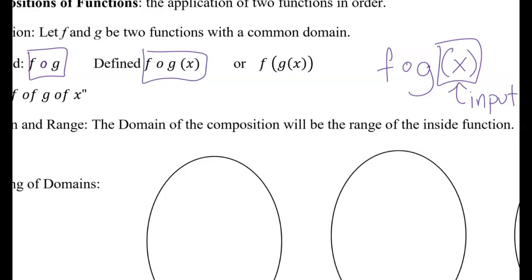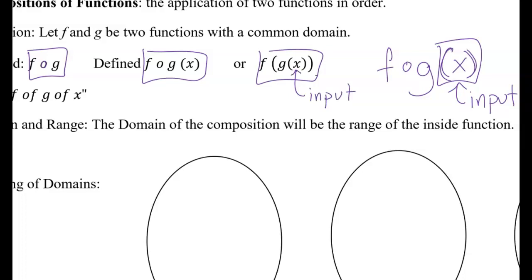and another way to write it is as f parentheses g parentheses x. It means the exact same thing. All three of these mean f of g of x. And like I said, the very last parentheses is your input. Same thing with this notation. The innermost parentheses, what is inside that, is your initial input.